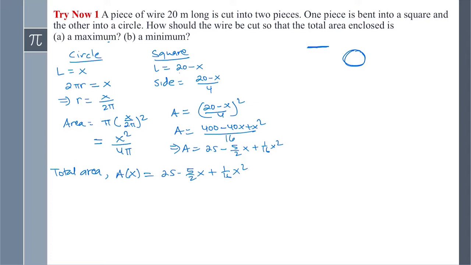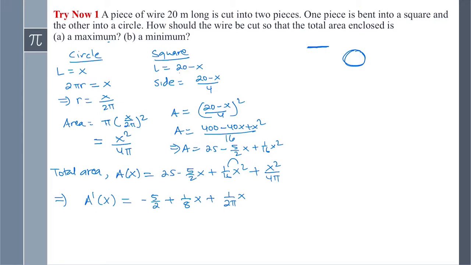So that's the area of the square, plus the area of the circle, which is x squared over 4 pi. Now it's the same process. So we are going to find the first derivative to find the critical numbers. So A prime of x equals the derivative of 25, which is 0, so we have negative 5 over 2 plus, when you find the derivative, 1/8 x plus 1 over 2 pi x.